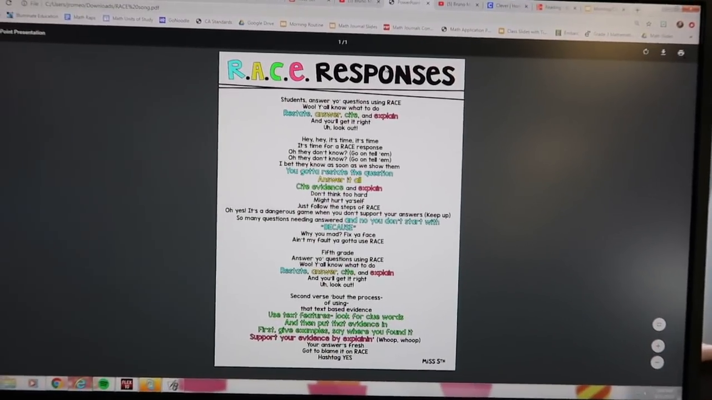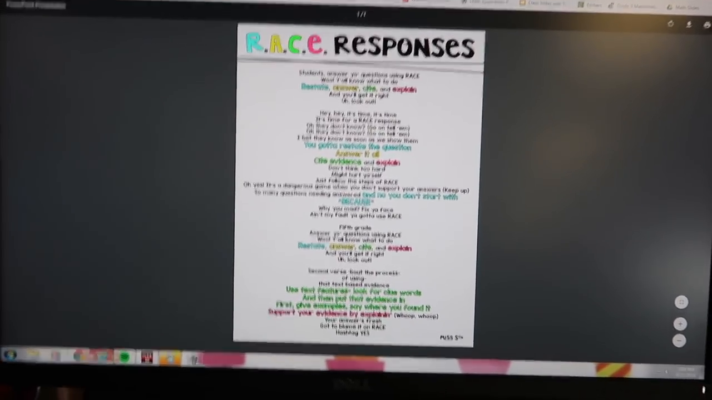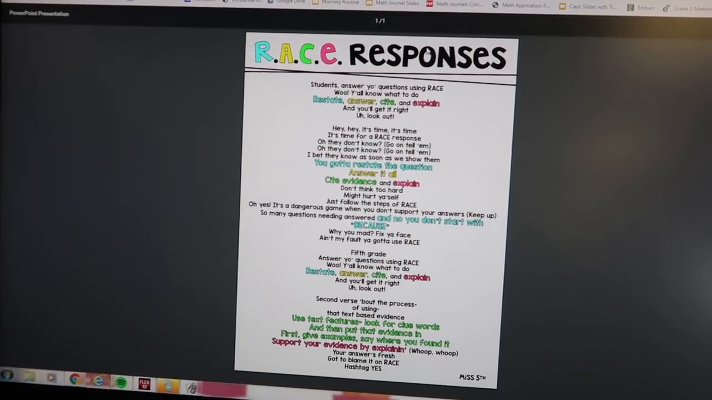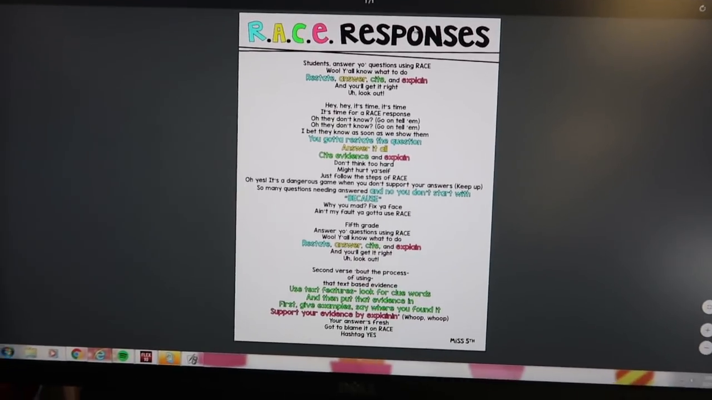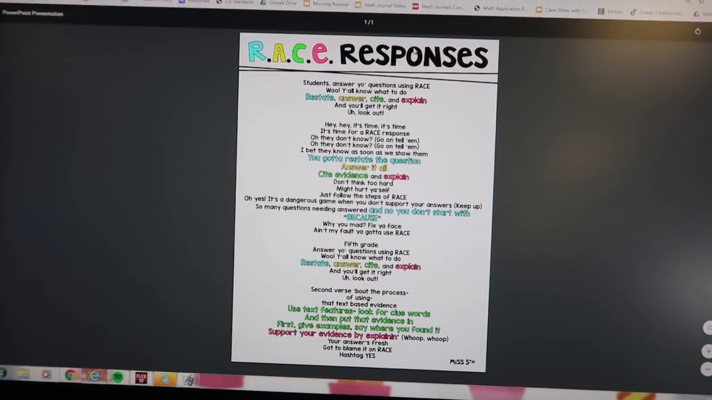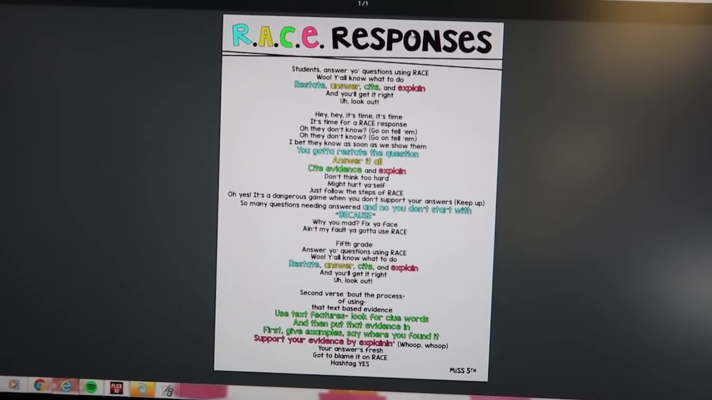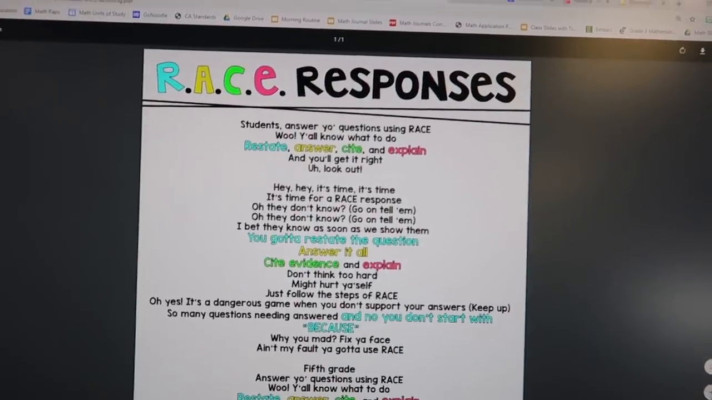So the way that I taught this to my students is I showed them the original song, the clean version, and they all knew it. And then I told them that we were going to be using that song to learn a different set of lyrics that had the same rhythm, but that were going to help us with our RACE responses. And so I started by just having them listen to me rap this, or not rap, I guess, sing it.